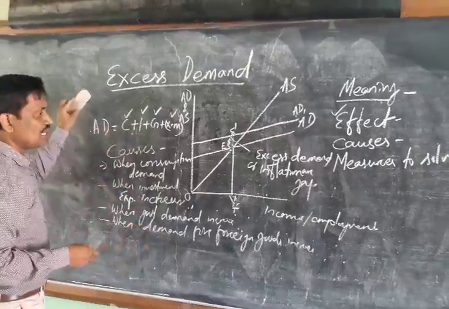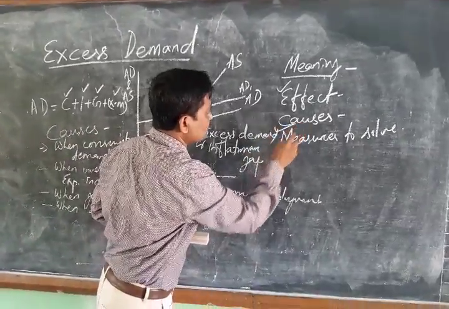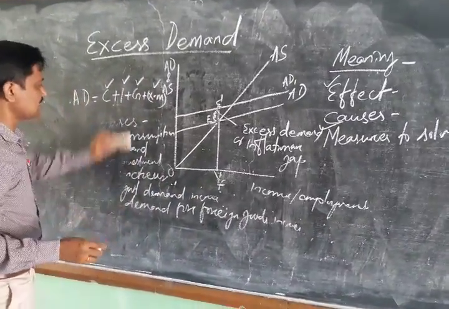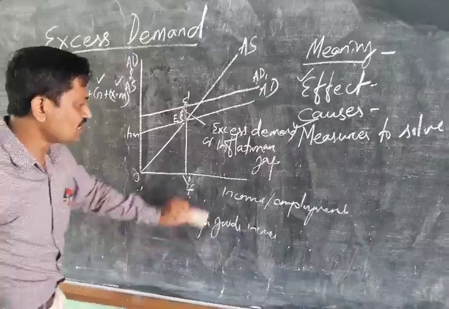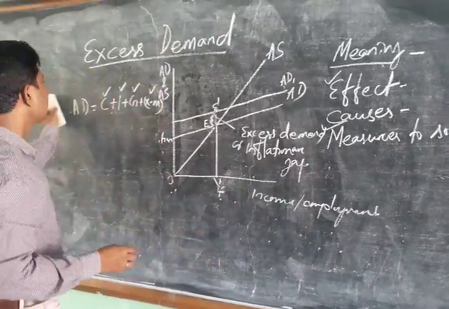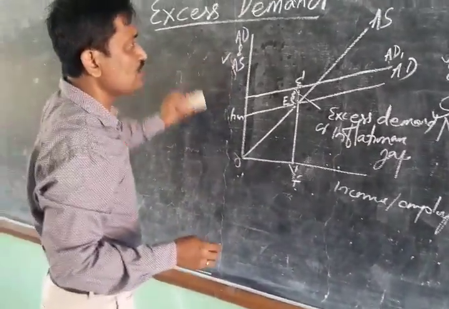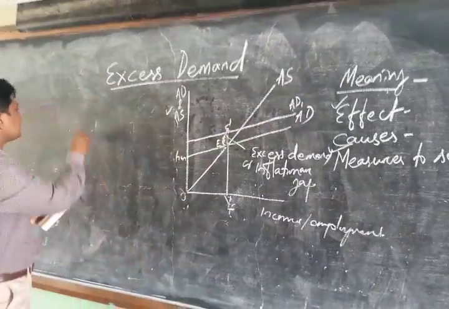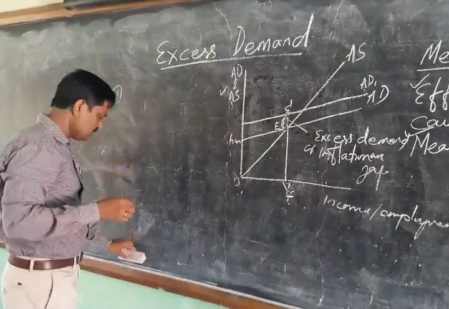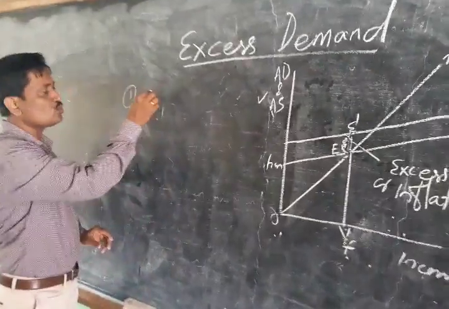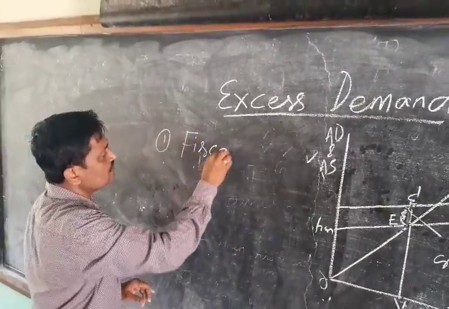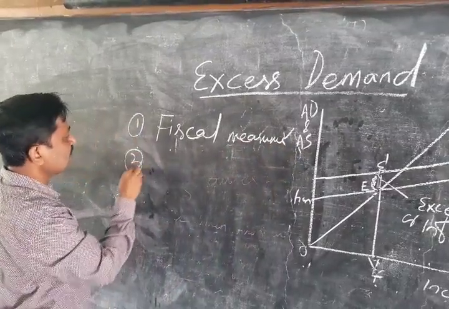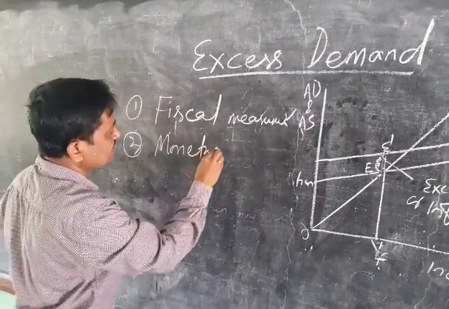Right? So next come to our main concept, that is how to solve the problem of excess demand. When we are talking about how to solve the problem of excess demand, that means we have to control the aggregate demand. So how to control this aggregate demand? It can be controlled by two ways, right? It can be through fiscal measures, and the second one is monetary measures.